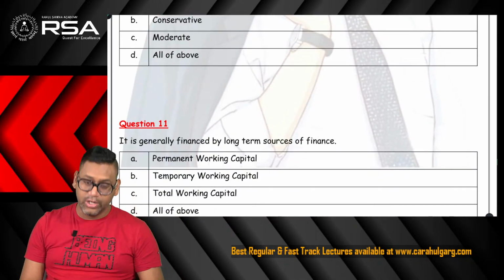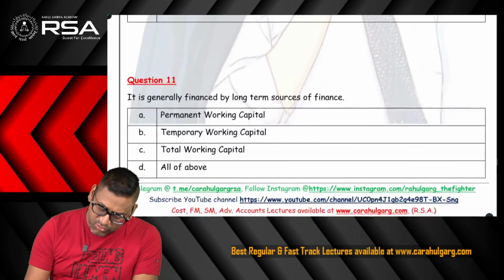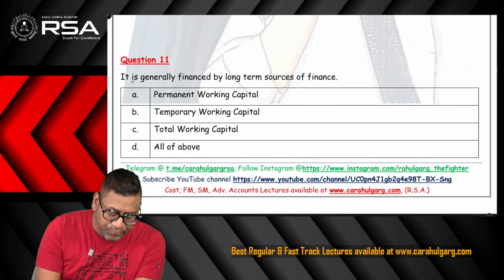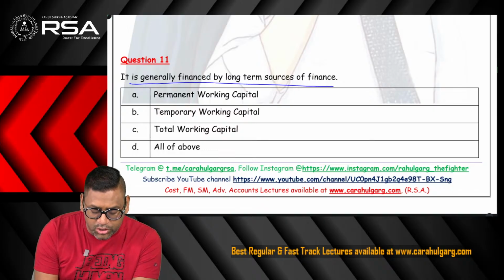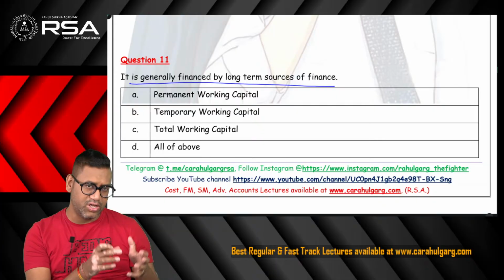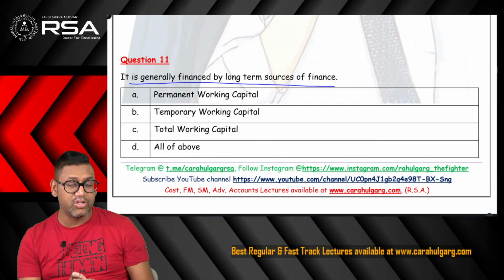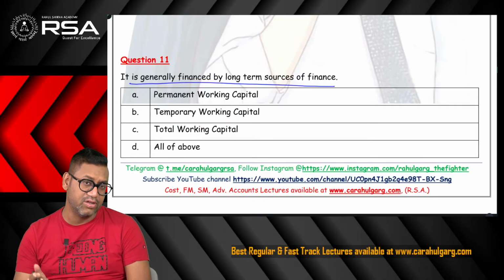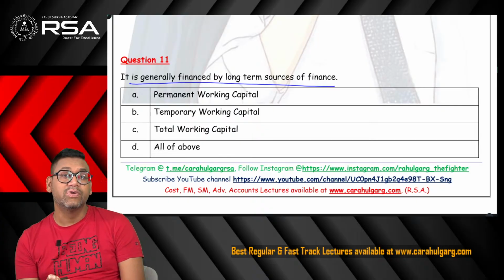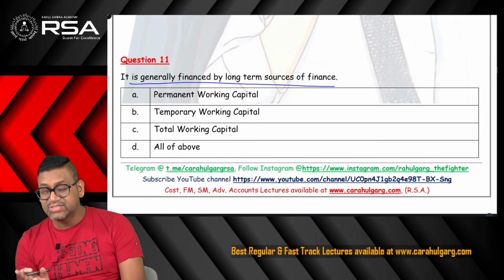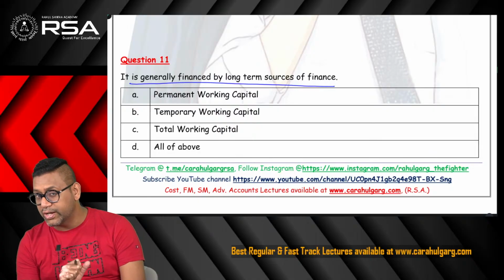One more question relating to the working capital finance, and this is again a wonderful one. A lot of students do not know about this. It is generally financed by the long-term source of finance. So normal theory says the long-term sources of finance are used for the long-term assets, that is the fixed assets, machinery, furniture, building, land, etc., whereas the short-term source of finance is used for the short-term asset, but that's not absolutely correct.